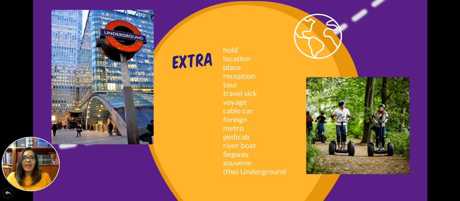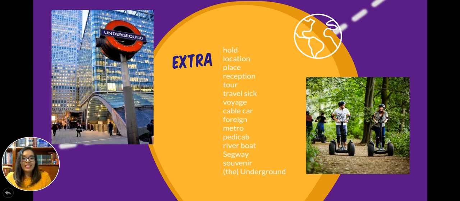Okay. Another one is cable car. What's a cable car? Okay, so imagine that you would like to go skiing. So instead of climbing the mountain, you could take the cable car to ride to the top. Okay, that's the cable car. Another one is foreign. For example, when someone asks you, can you speak any foreign languages? And you can say, yes, I can speak English and Spanish. Foreign.